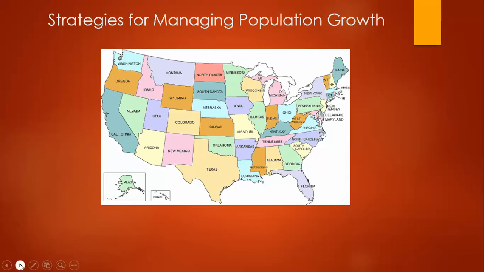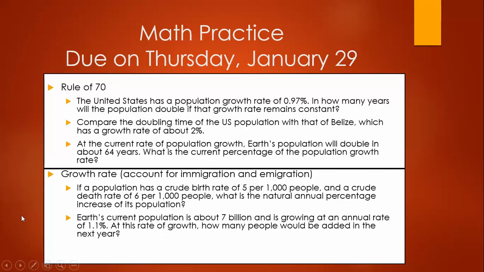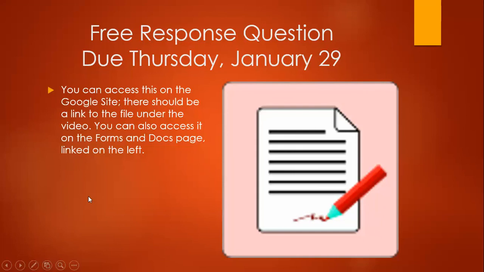All right, I said that I would put this up. Again, this is one piece of the assignment that's due on Thursday, January 29th. You got some math practice. Remember, you're not allowed to use calculators on this math practice. You're not allowed to use a calculator on the AP exam, so let's do all this stuff by hand, please. The first couple deal with the rule of 70. So you've got some figures here dealing with the rule of 70 and doubling time. And then down here, these two deal with growth rate. So we're dealing with crude birth rates and death rates, and you've got to figure that stuff out. And then finally, there's a free response question that also deals with math that's also due on January 29th.